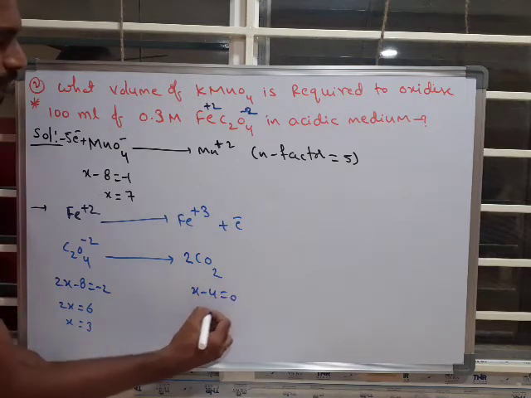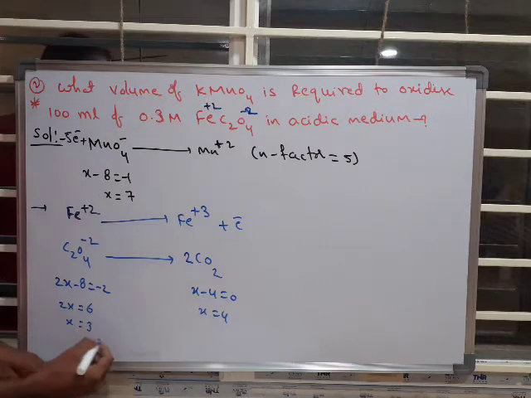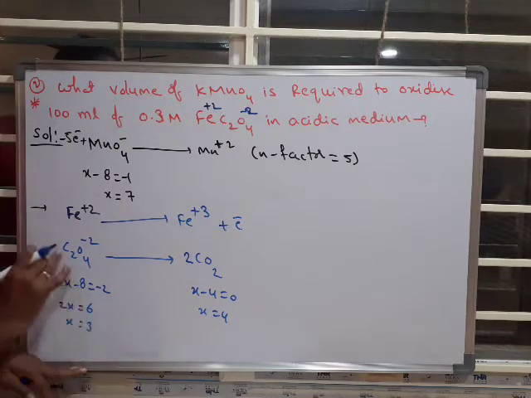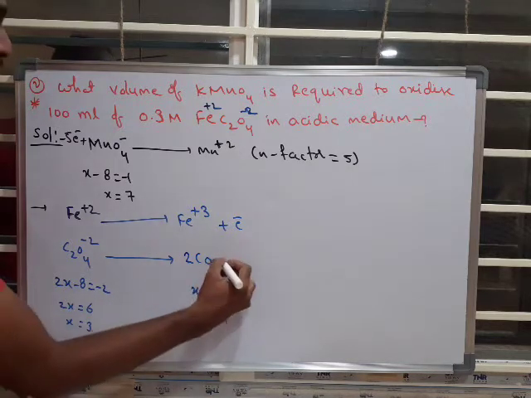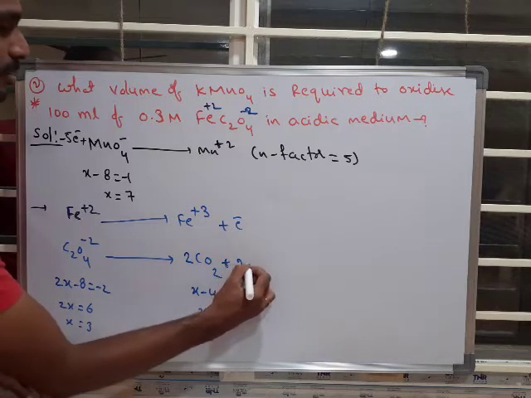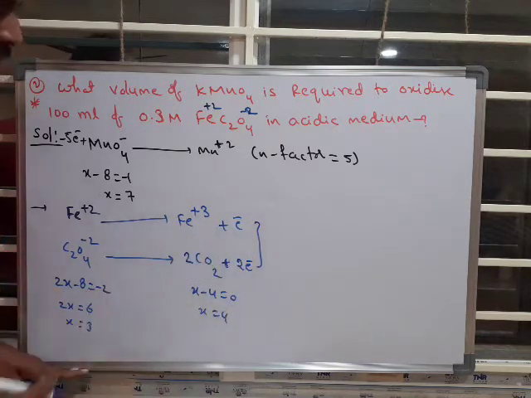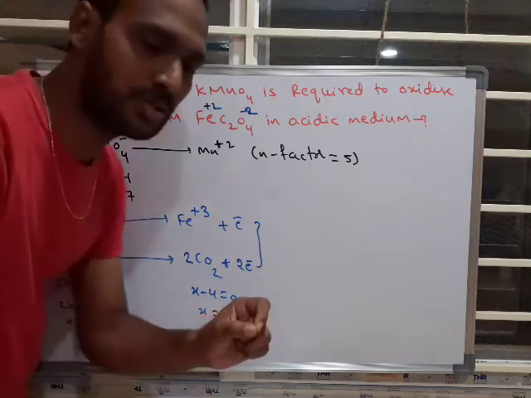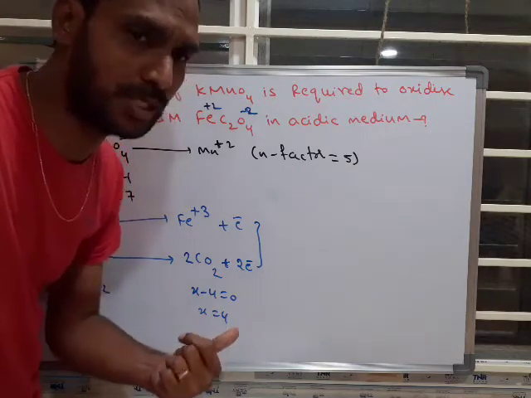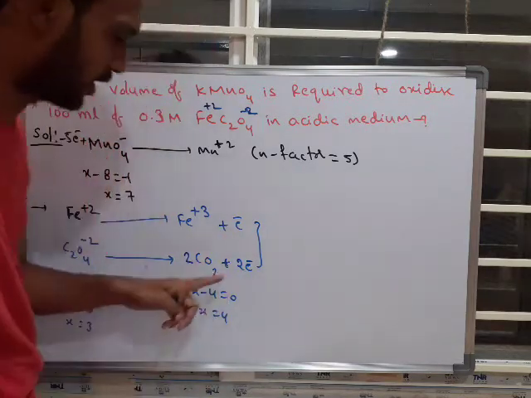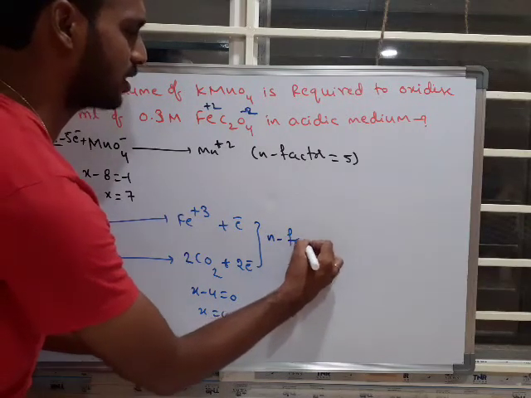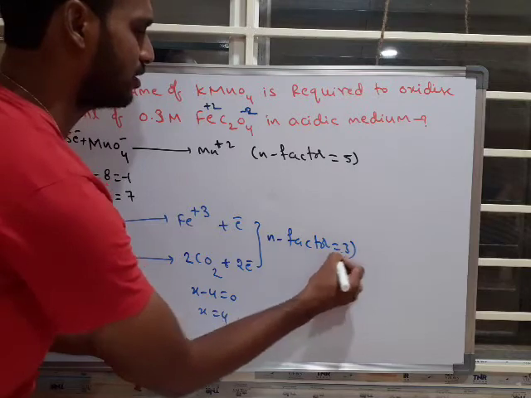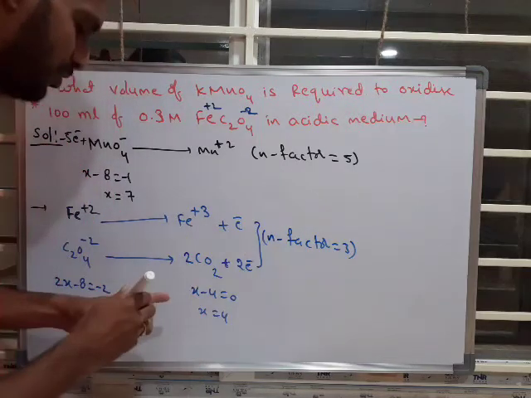Here each carbon is present in the plus 4 oxidation state. So totally how many electrons? One carbon changes from 3 to 4, the second carbon also changes from 3 to 4, so total 2 electrons. Total electrons lost: here 2 electrons, here 1 electron, both combined in ferrous oxalate. So in fact the n factor is 3.